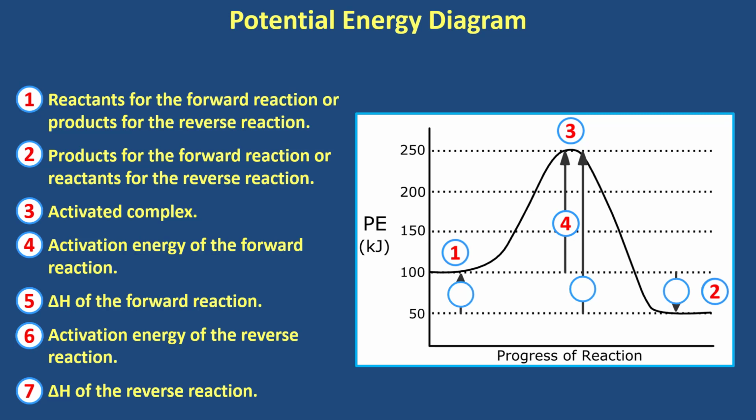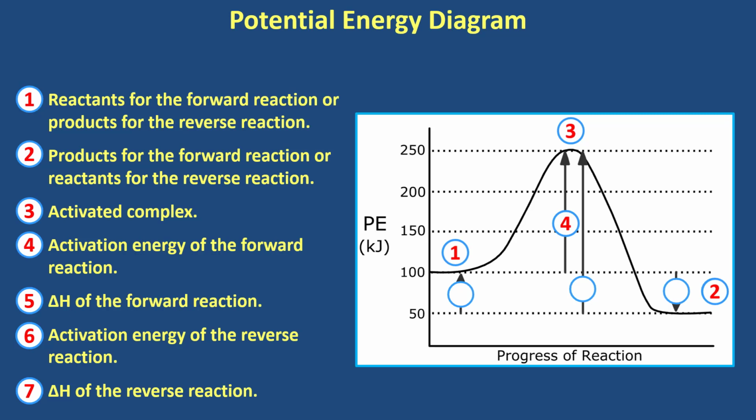And you can see that we have gained a total of 150 kilojoules because we started at 100 and we got to 250. So we've got 150 kilojoules added from the reactants to the activated complex, and we call that the activation energy. We want to activate this reaction.